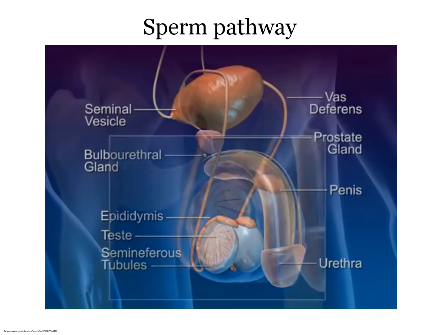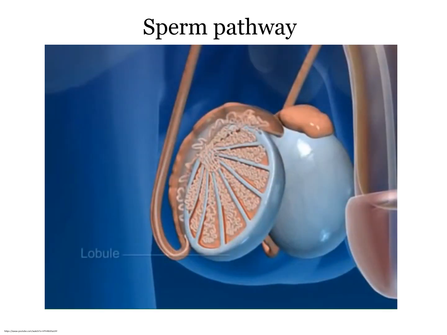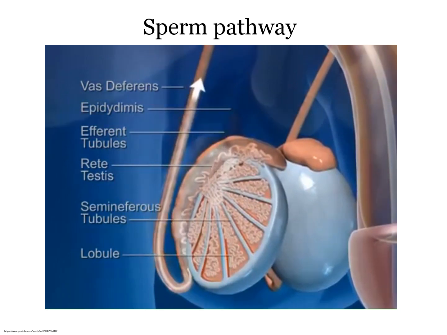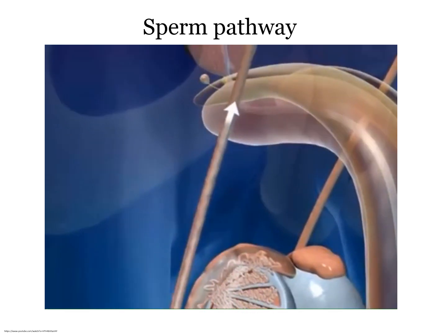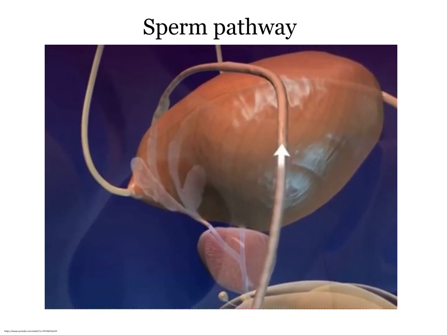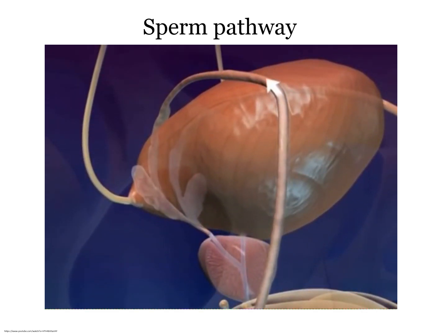The testes subdivide into lobules that contain seminiferous tubules that produce sperm. Sperm moves from the seminiferous tubules to the efferent tubules to the epididymis, where they mature. The end of the epididymis forms the ductus deferens, or vas deferens. This structure ascends the posterior border of the testes, penetrates the inguinal canal, enters the pelvic cavity, and loops over and around the urinary bladder.